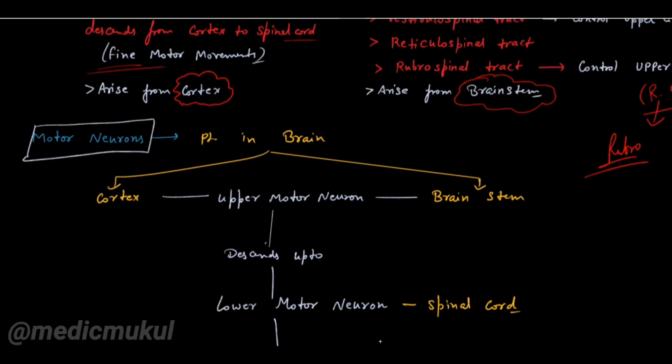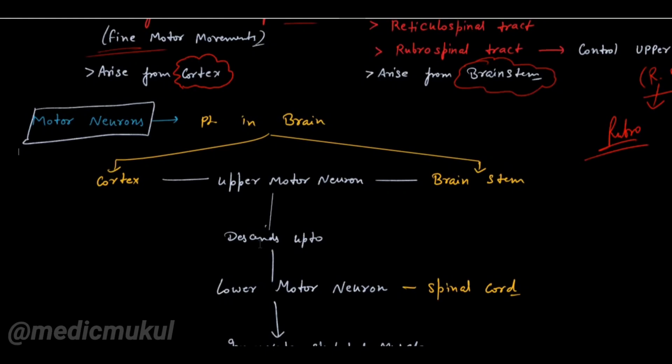Because if I tell you alpha motor neuron, gamma motor neuron, then you will wonder what is alpha, where does alpha come from, where does beta come from. So let's start from the beginning. Motor neurons present in the brain: from the cortex, in the cortex we have what? And in the brainstem. From the cortex the pyramidal tract arises, and in the brainstem there is the extrapyramidal tract.